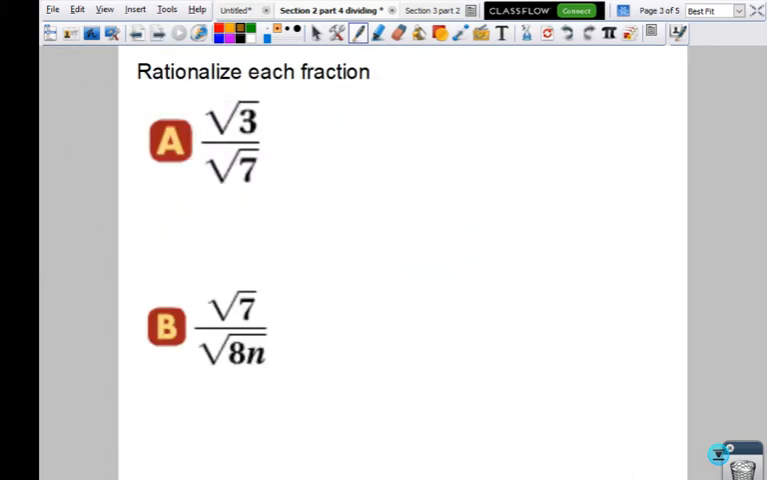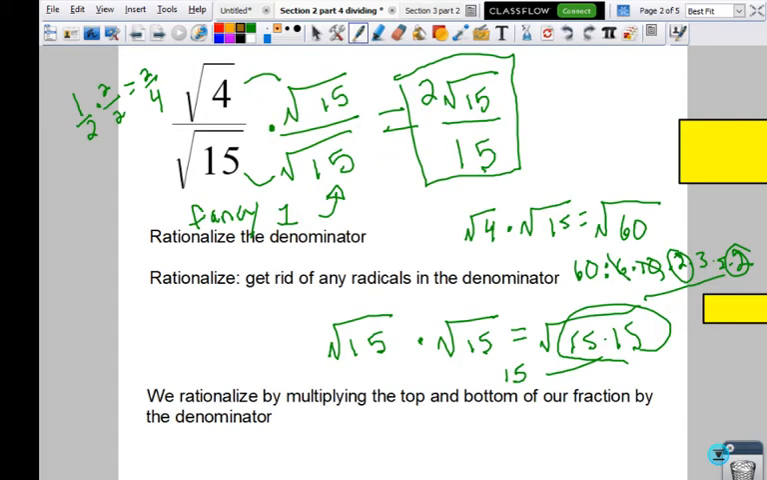Alright, so let's look at part A down here. So I have square root 3 over square root 7. So I'm going to multiply by my fancy 1, which is square root 7 over square root 7. When it says rationalize, we get rid of any radicals or square roots.